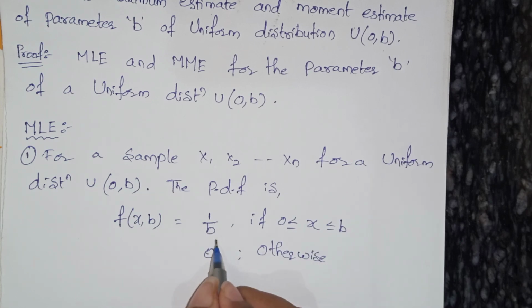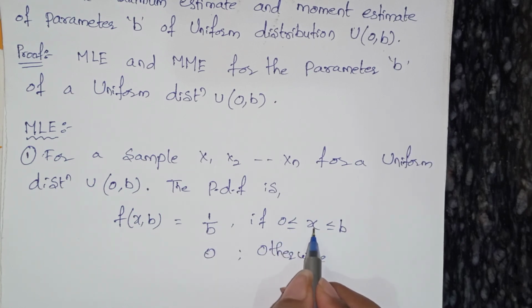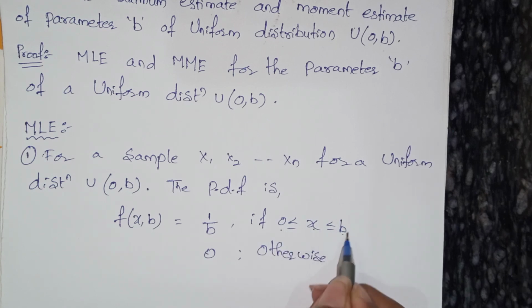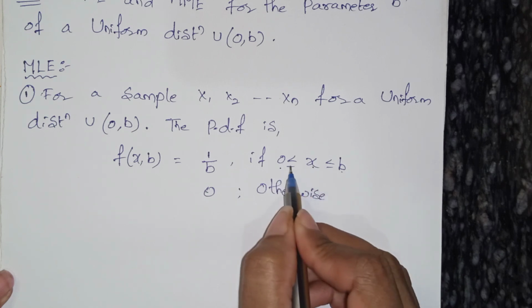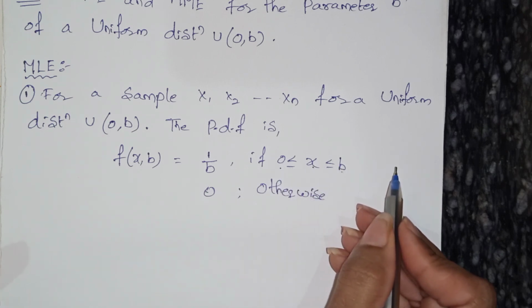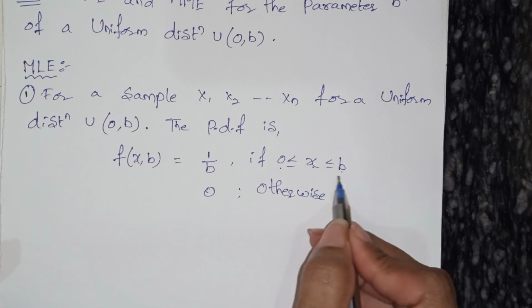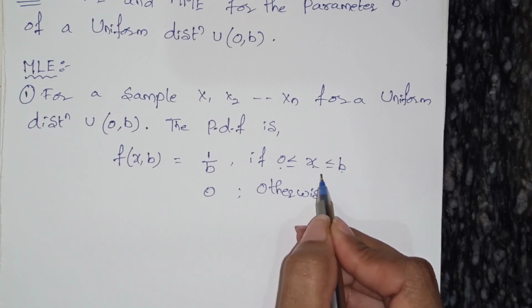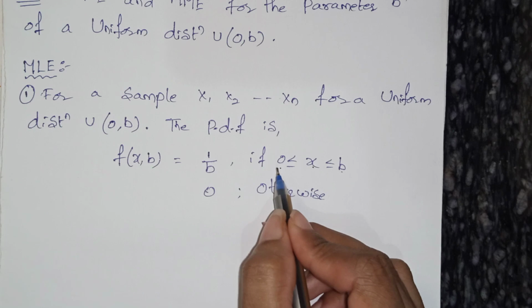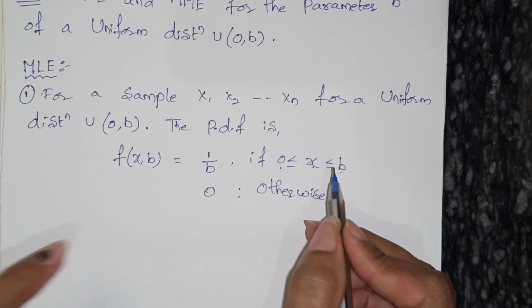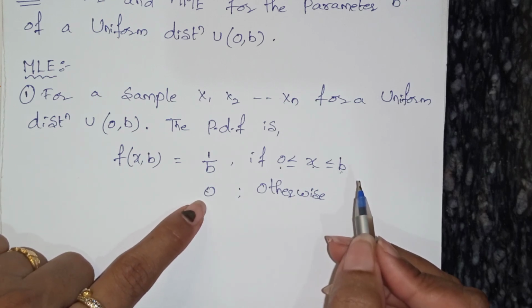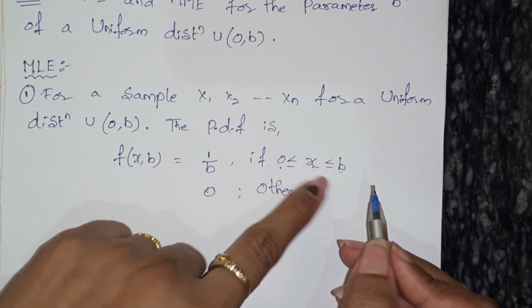So that means the limits for x are 0 to b. Whatever the b value is, that is the upper and lower limit for the density function. For example, if we take the b value as 2 and we take x value 3, it won't be considered. Why? Because it should lie between 0 and b only. So at that time we directly keep the value as 0. That is the meaning of this.